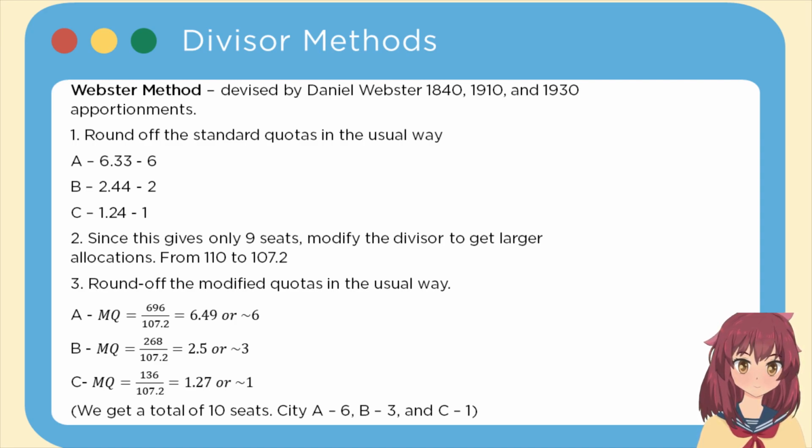Using the same problem, we are going to allot seats using these steps. Step 1 is rounding off the standard quotas in the usual way. We get 6, 2, and 1. Since this only results in 9 seats, we modify the divisor, say 107.2, to get larger allocations. Step 3 is once again calculating the modified quota but using the new modified divisor. Remember that we should round them off in the usual way. So we get 6, 3, and 1, a total of 10 seats.